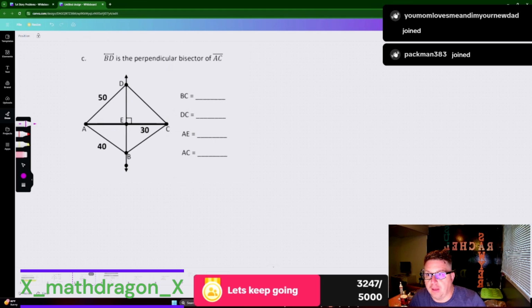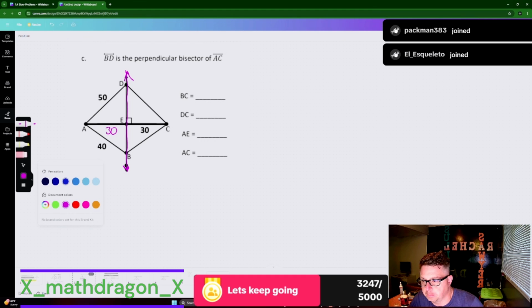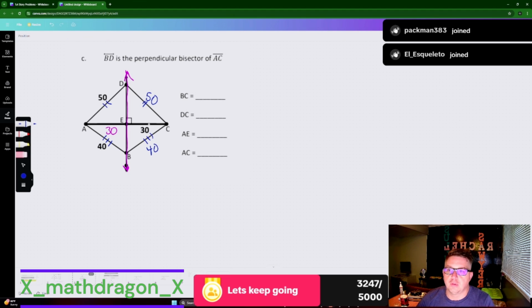All right. Now, this time, BD, so once again, this is coming through and cutting into two equal pieces on this side. So if this is 30 over here, this is 30 over here, okay? This is 50 over here. We're going to post this as 50 over here. So we have this side is equal to that side, this side is equal to that side, and then we have the middle is equal to the middle.